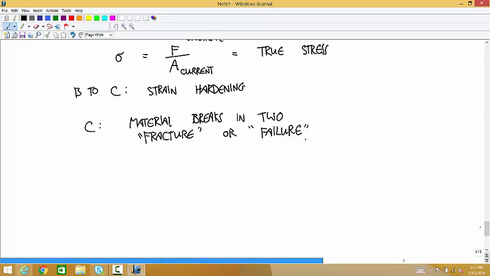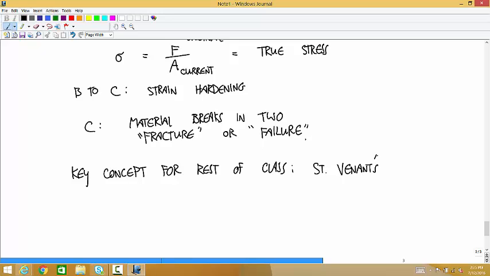I guess there is one more thing that I want to say before we go on to calculating actual stresses of materials under loads. This is sort of a key concept for the rest of the class. It's called St. Venant's principle. St. V-E-N-A-N-T. How do you spell this kind of principle? L-E, very good.